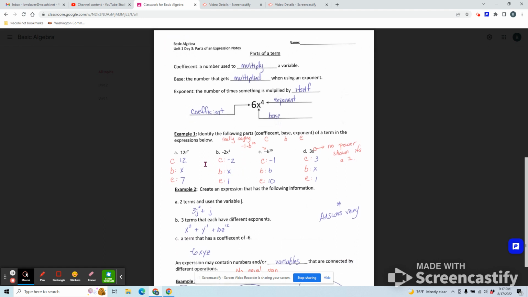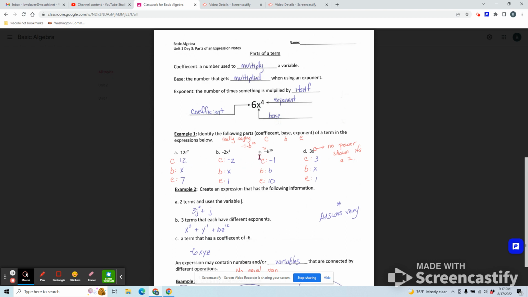So down in example 1, it says we're going to identify the coefficient, the base, and the exponent of the term. Now I'm abbreviating C for coefficient, B for base, E for exponent. So if we just look at the first one, I have 12r to the 7th. So 12 is my coefficient. Really, this should say r, but I accidentally wrote the letter x. That's okay. And then my exponent is going to be 7.